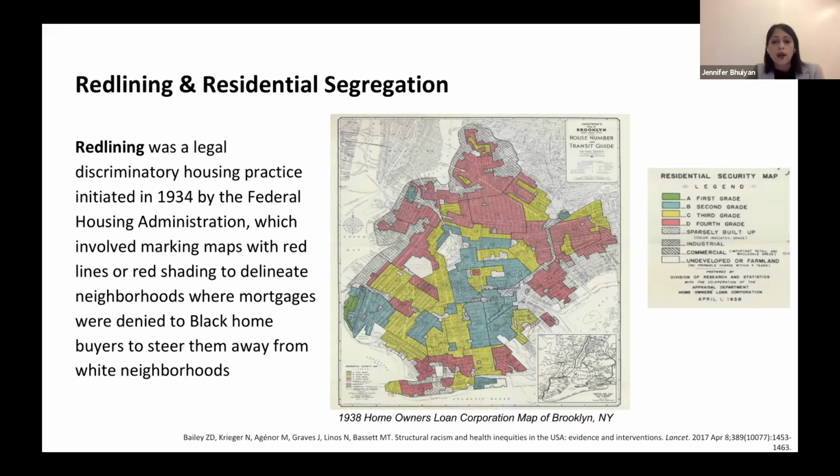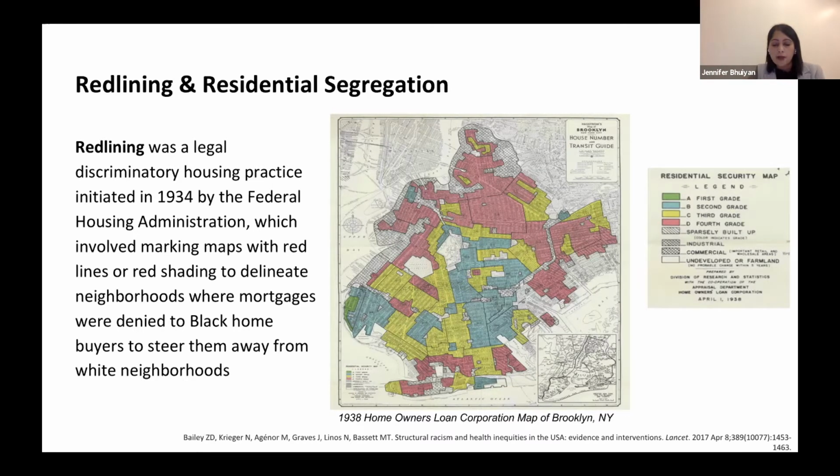As shown in this map here, this is an example of a map of Brooklyn, New York from 1938. These areas that were shaded red delineated neighborhoods where mortgages were actually denied to Black home buyers in an effort to steer them away from white neighborhoods. You can see to the right of the map, there's a legend that grades areas of the map from A to D. And the areas that are shaded in red were actually graded D. And there's evidence to show that the racial makeup of those neighborhoods was actually a pivotal factor in determining what grade that neighborhood ultimately got.